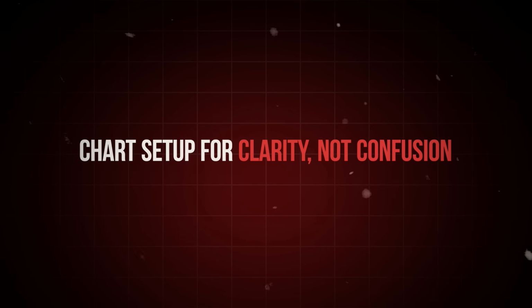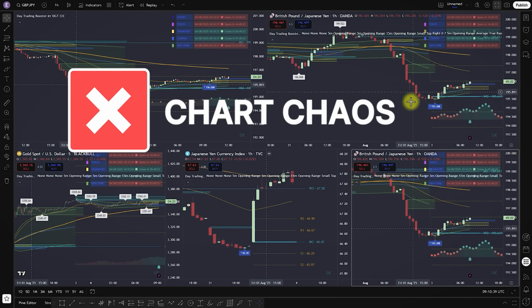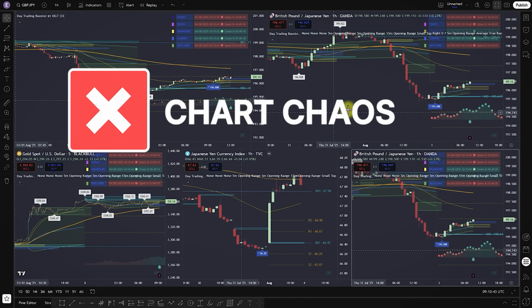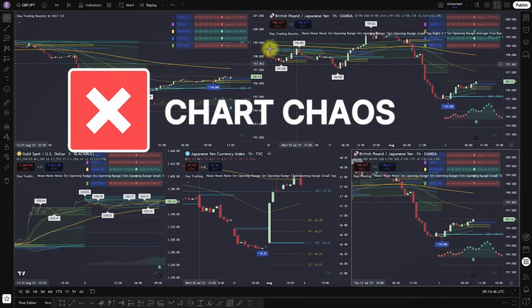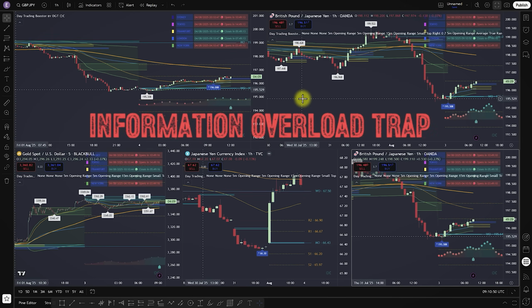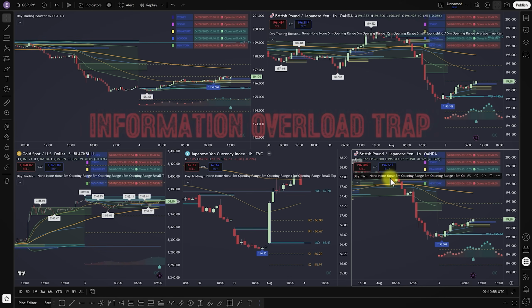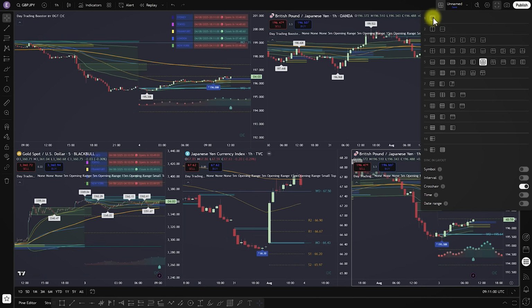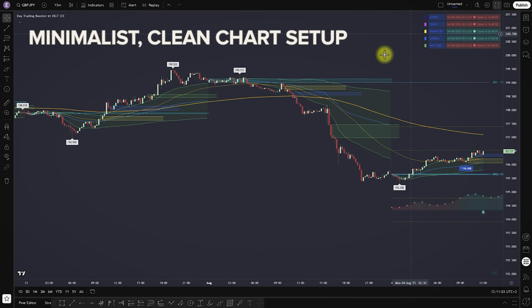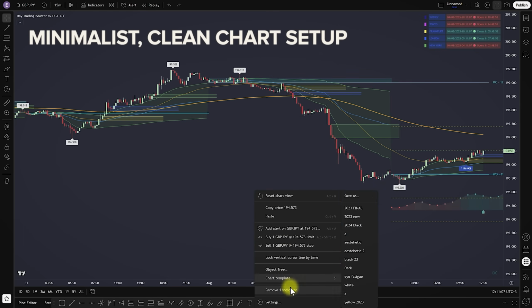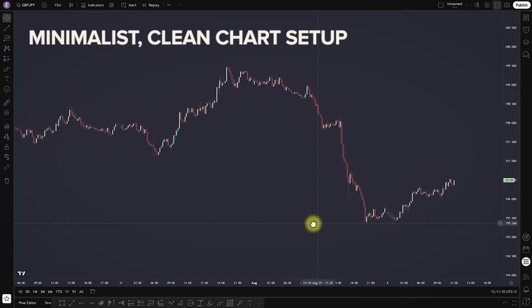Look at this chaos. Most beginner traders have charts that look like this. 10 indicators, 5 different time frames open at once, and they wonder why they can't make a decision. Here's what most traders get wrong about chart setup. They think more information equals better decisions. But in trading, you need clarity, not confusion. Your chart has one job: to help you execute trades, not to analyze the entire market. So we're going to strip everything down to the essentials.